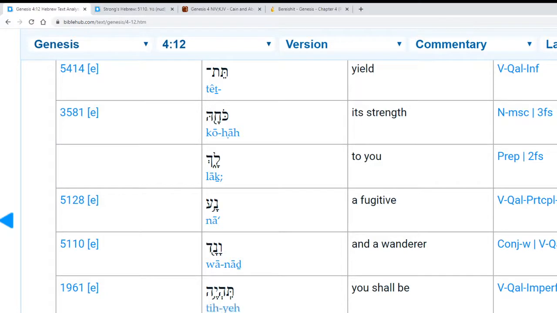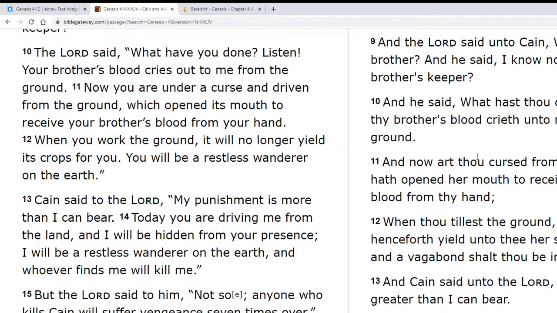Ba'aretz, right? So prepositional bet has the article ba'aretz, in the land. Let's see what King James does with verse 12. When thou tillest the ground, it shall not henceforth yield unto thee her strength. A fugitive and a vagabond shalt thou be in the earth.